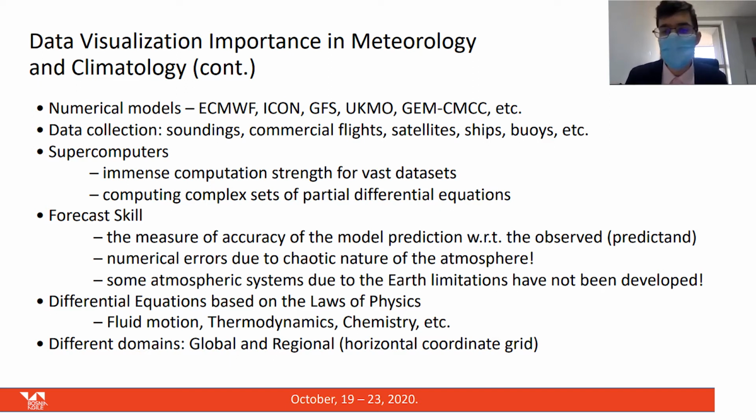So forecast skill is basically the measure of accuracy of the model prediction with respect to the observed. For example, in the GFS, you can have temperature for Sarajevo of like 20 degrees, but the reality is 27, 28. And why is that so? Well, because GFS has a resolution of 25 kilometers on the horizontal coordinate grid. So basically, each cell is within a boundary of 25 kilometers. If we mention Bosnia and Herzegovina, each part of it is split into a 25 kilometer grid, and each cell has been calculated based on the altitude.